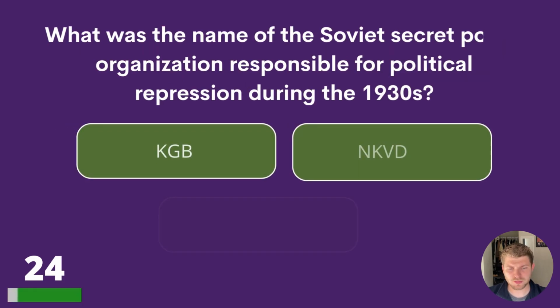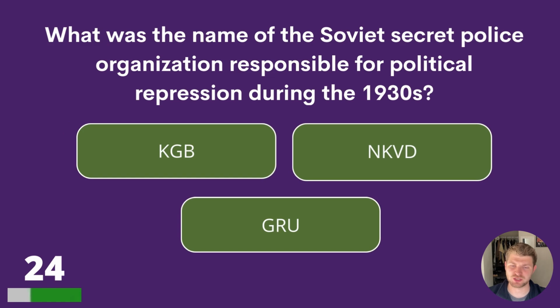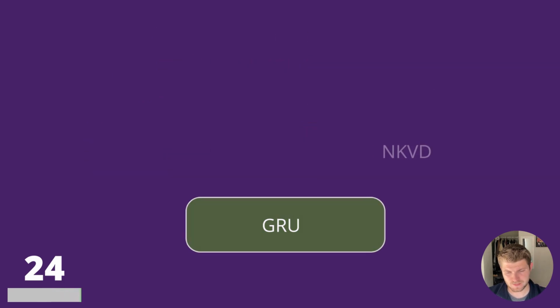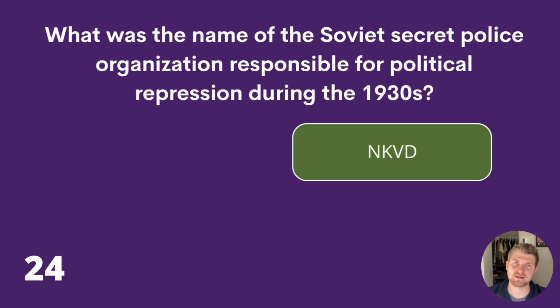24. What was the name of the Soviet secret police organisation responsible for political repression during the 1930s? Is it KGB, NKVD, or GRU? The answer is NKVD.